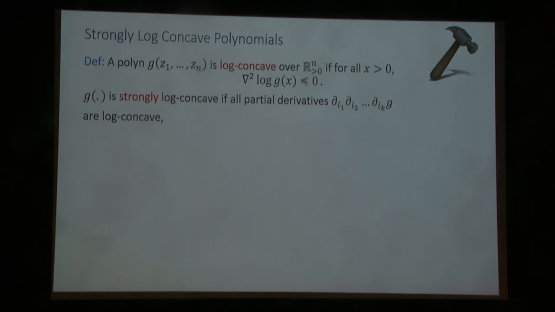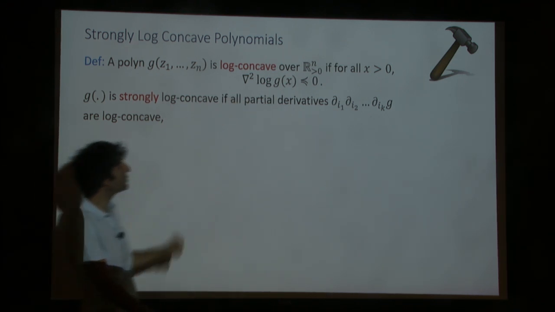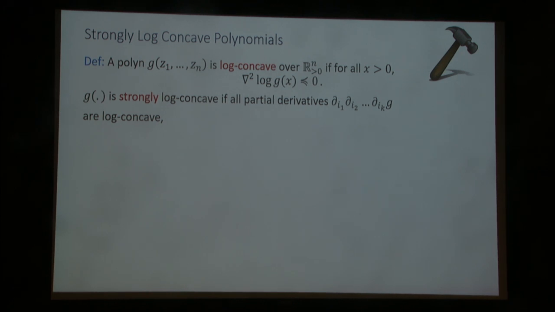Okay, so let's say you have a polynomial or a function in general. You say this polynomial or function is log-concave if the logarithm of the polynomial is a concave function, or in other words, if the Hessian of the log is negative semi-definite at every point x with non-negative coordinates. Okay, so you can evaluate the Hessian at all points, but I'm saying if you evaluate it at the positive orthant, the Hessian of the log is a negative semi-definite matrix. Okay, so this is called log concavity.